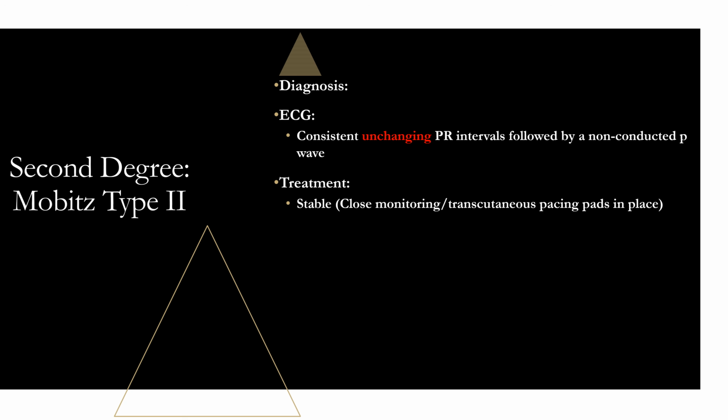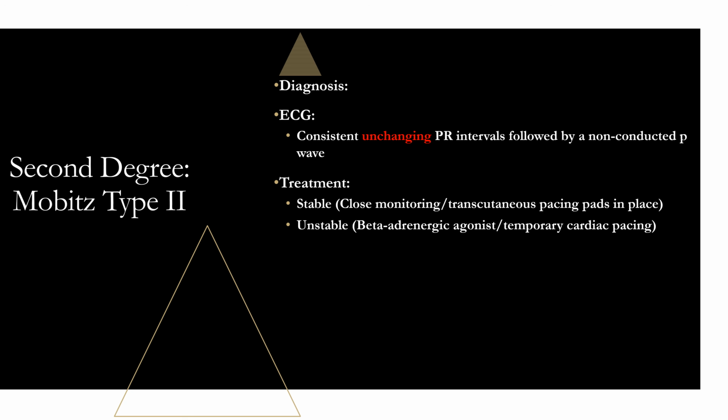Now, if they're hemodynamically unstable, with hypotension, altered mental status, signs of shock, etc., they're going to get a beta-adrenergic agonist like dopamine, dobutamine, or epinephrine, as long as there are no signs of myocardial ischemia. In addition, these patients will often receive temporary cardiac pacing.